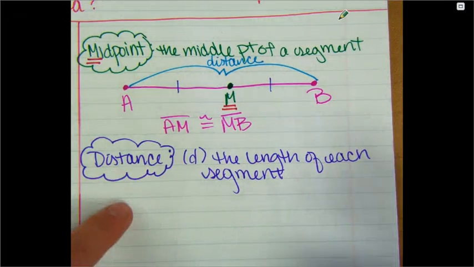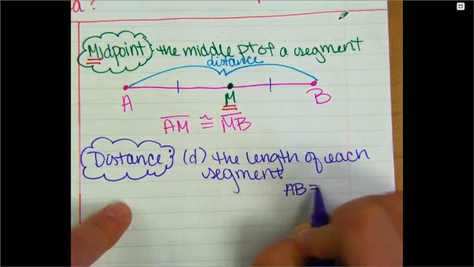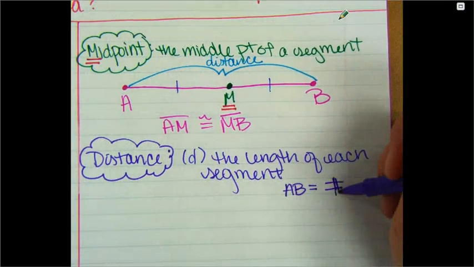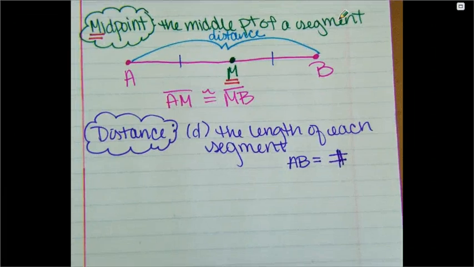When we write length, for this one, it's going to be like AB equals a number. AB equals a number. We don't write segment AB, we just write AB as in length. But we've been doing that, yes? All right, so it's the formulas.